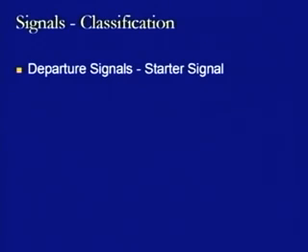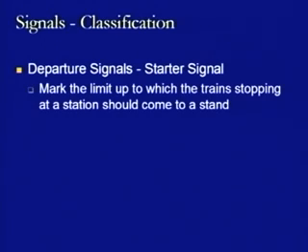The starter signal, in the categorization of departure signals, is provided just ahead of the locomotive from where it is going to start, and this marks the limit up to which the train stopping at a station should come to a stand. That is the location, because if the locomotive crosses the starter signal, then the driver will not be in a position to look at the signal and understand what it is saying, because he will be at the back of that signal. That is why it is important that the train stops just ahead of the starter signal. The locomotive takes its position short of the starter signal.